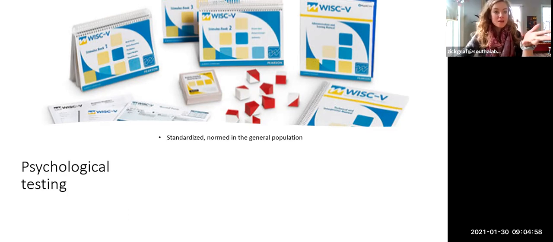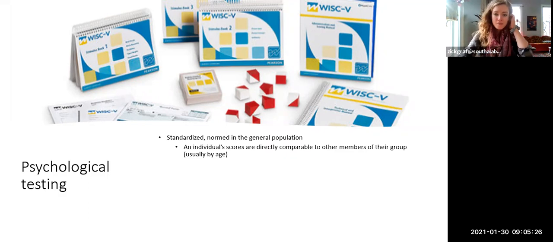Psychological tests like the Wechsler Intelligence Scale for Children, the WISC, are standardized and they're normed in the general population, which means that an individual's score on the test means something in relation to everyone else's score. An IQ score of 100 means that the person's intellectual functioning is average compared to the population. 50% of the population scores lower than them and 50% scores higher.